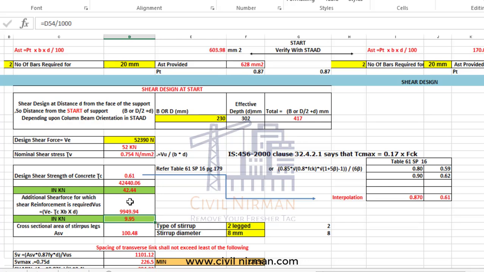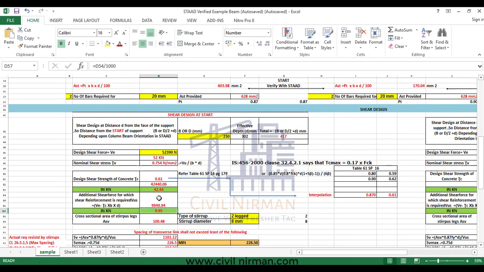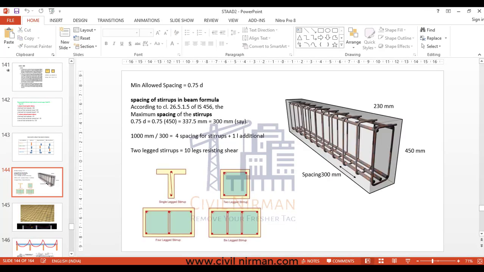If this value is larger, right, if the section capacity tau c value is larger, then you don't require stirrups. Anyway, as per the codal provision, you can provide the minimum stirrups or the minimum shear reinforcement. Okay, so that's how STAAD is working out the values. Now let's say for this particular force, we are providing two-legged 8 mm diameter stirrups. Now try to understand how the shear force will be resisted by the stirrups.